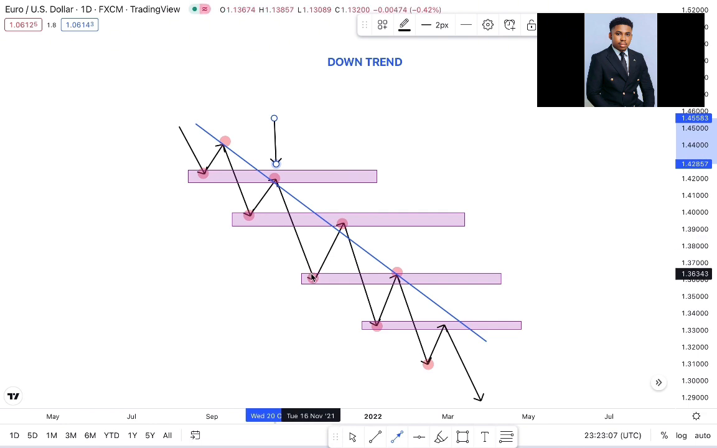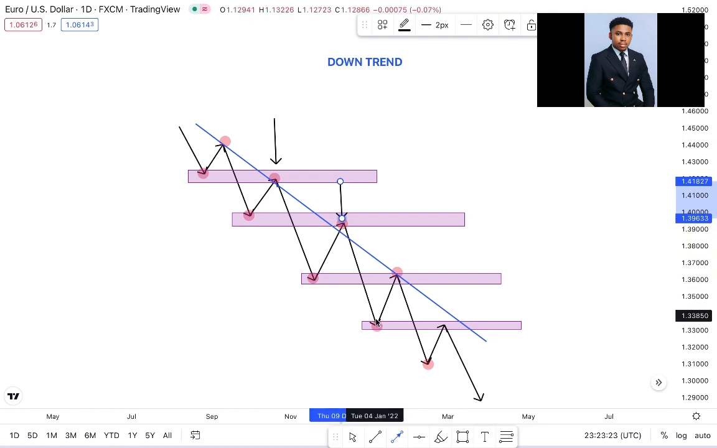What do we expect the price to do? It comes back to that support level, but now using it as resistance, and also hitting our trend line. So what do we expect? We expect to sell from this level. Price should start going down.